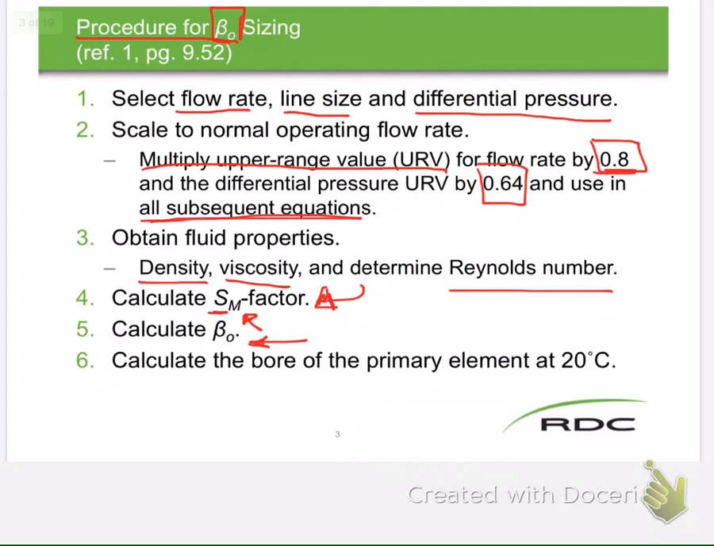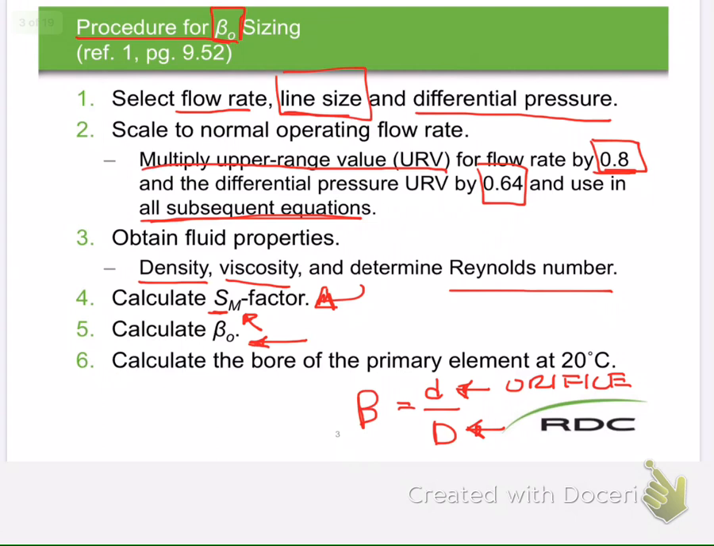And then from that, once we know beta, we would have known our line size from the beginning, and we know that beta is just a simple small d over big D, small d being the orifice bore, and big D being the line size. So if we know the line size and we know beta, then we can figure out what our orifice plate size should be, so the diameter of our orifice. So this is a quick overview of what needs to be done.